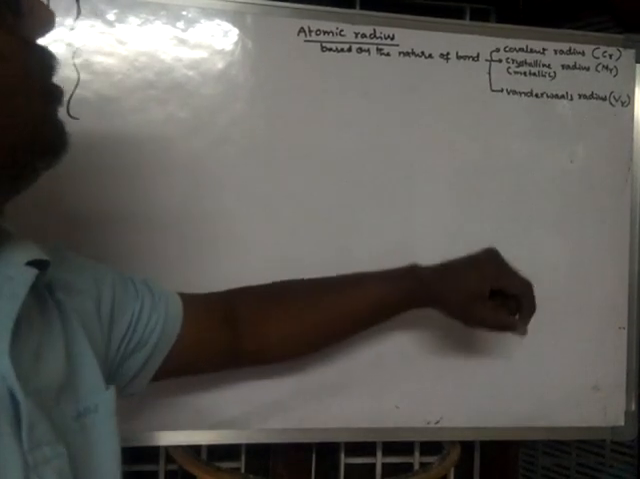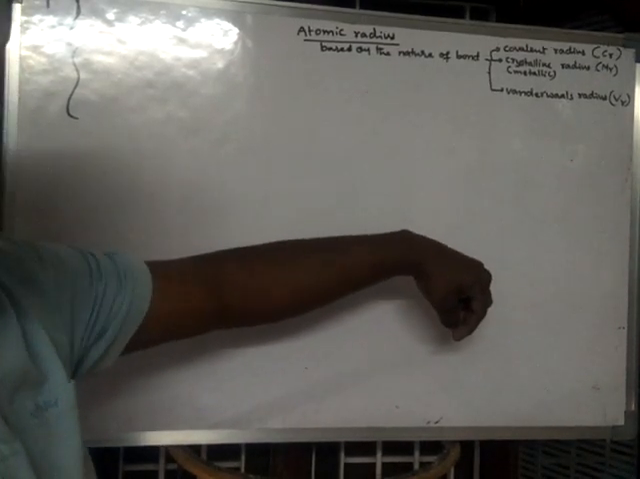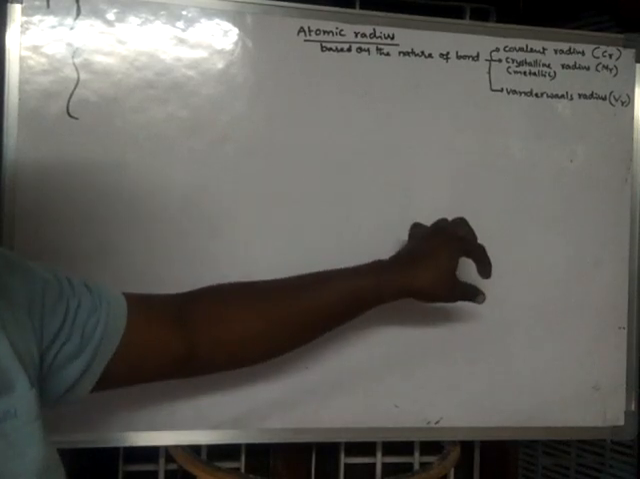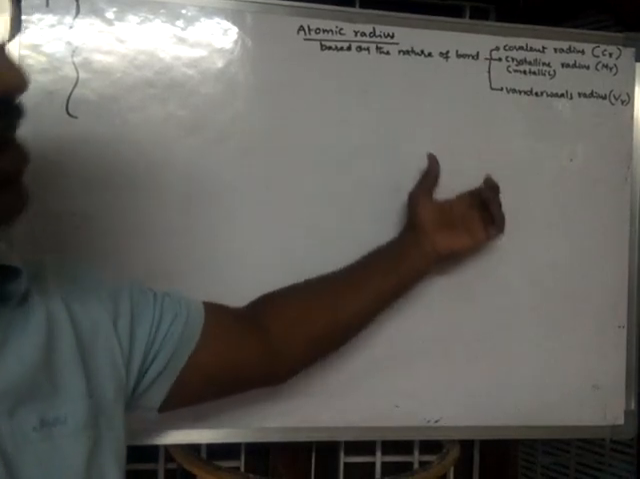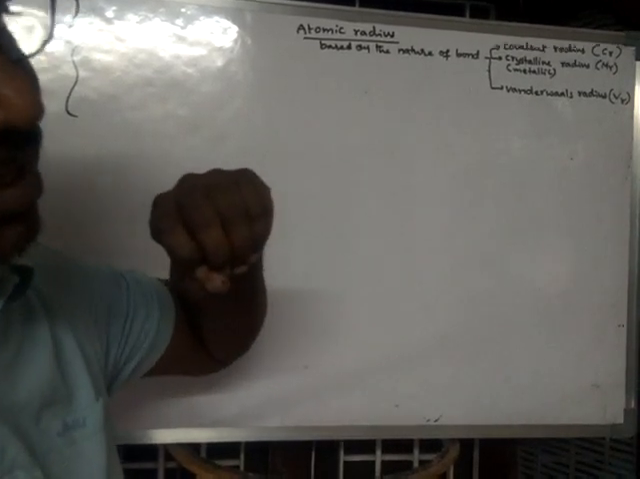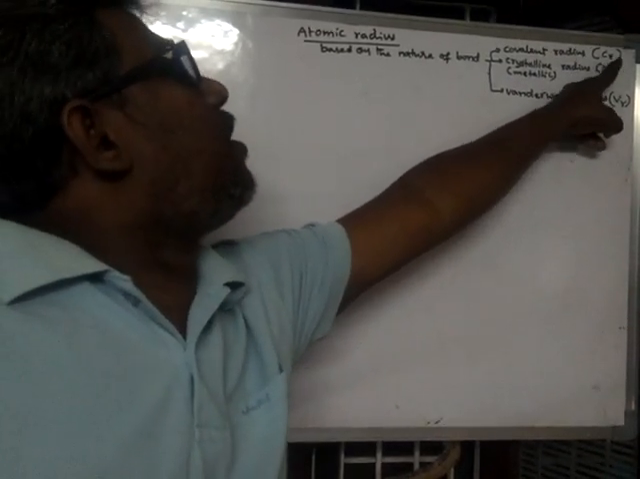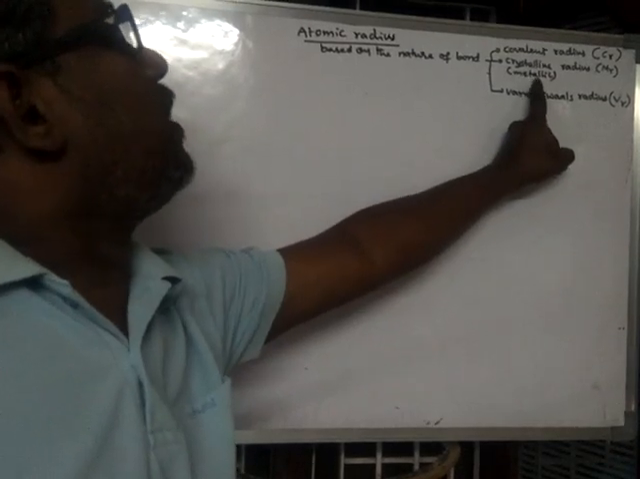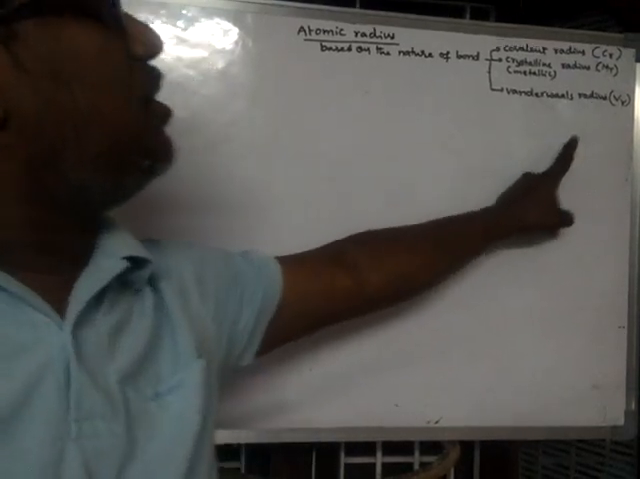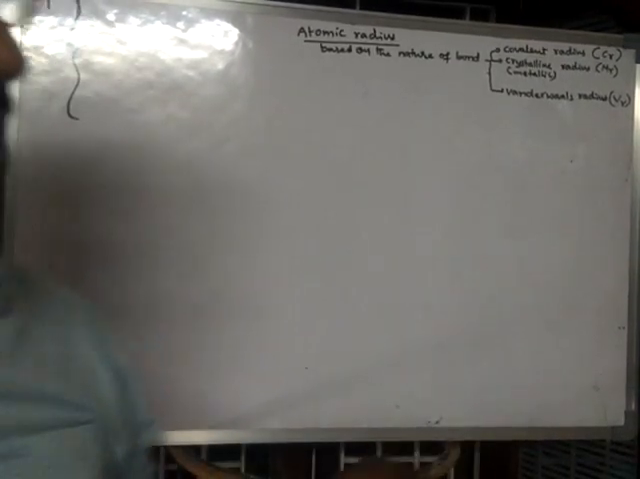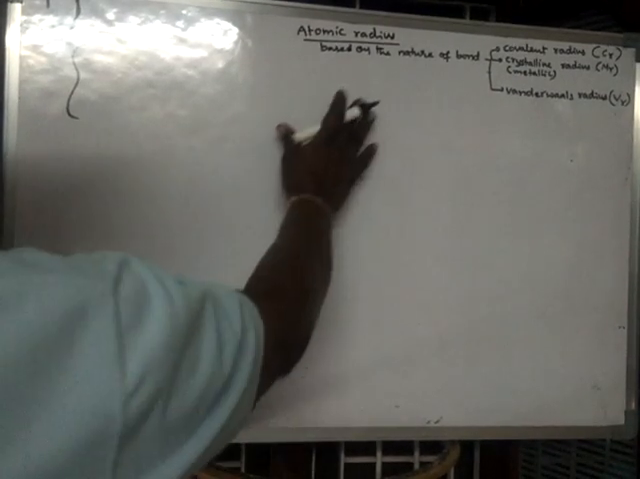See, a covalent bond will possess a covalent radius. That means when two atoms are in a covalent bond, those atoms will possess a covalent radius. When two atoms are in a metallic bond, they possess a metallic radius. This is the covalent radius, Cr, and this is the metallic radius. Metallic radius is also called crystalline radius, and it is represented with Mr. Then there is the van der Waals radius.